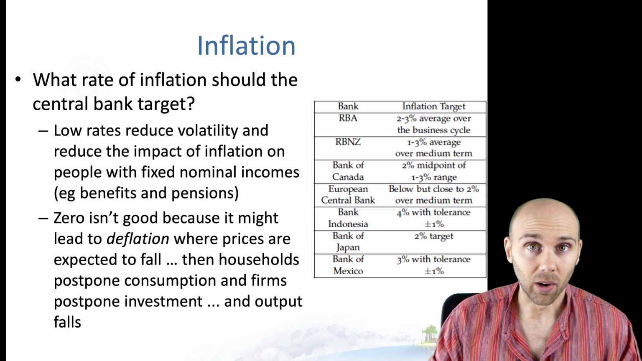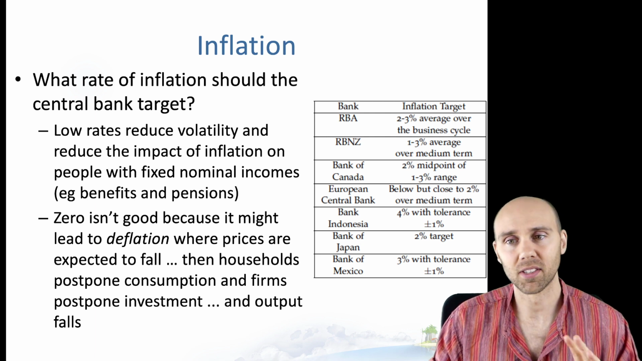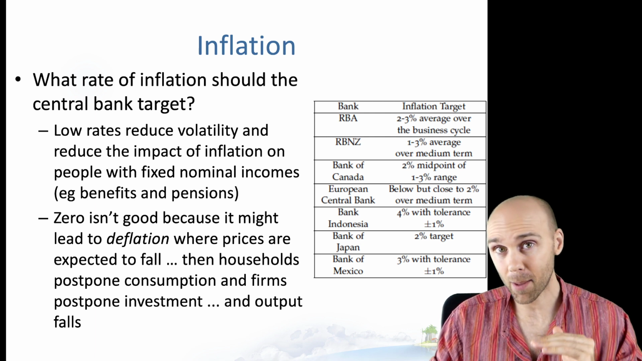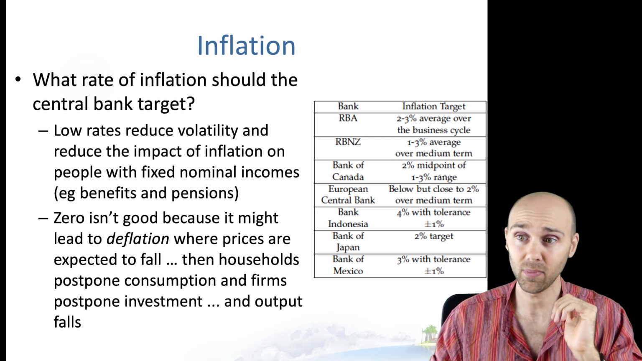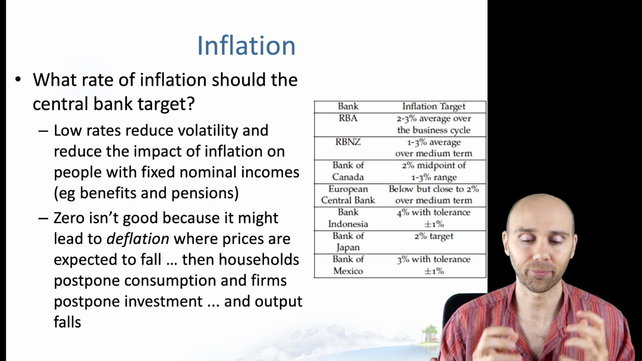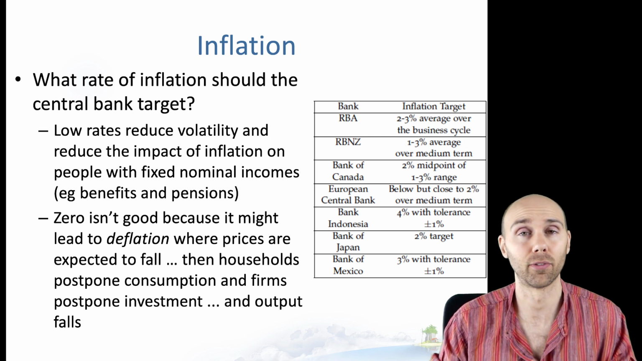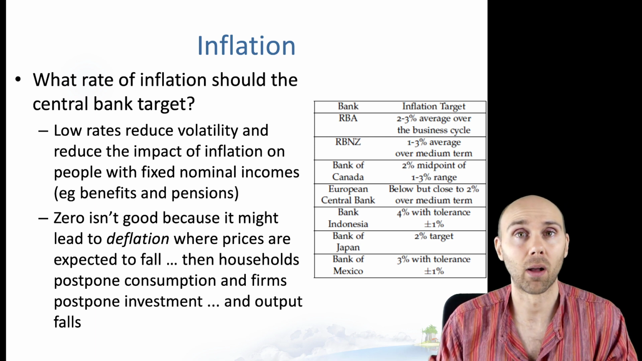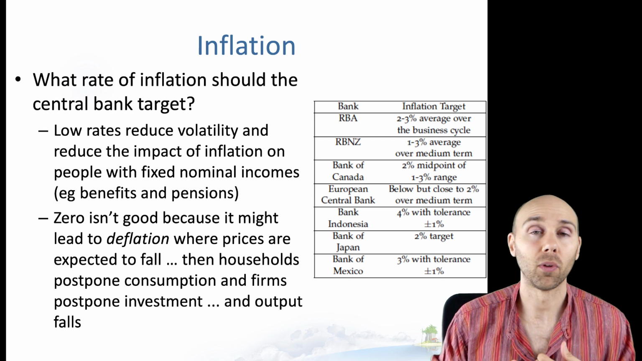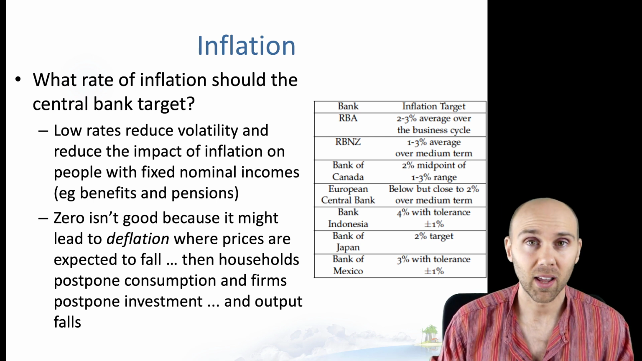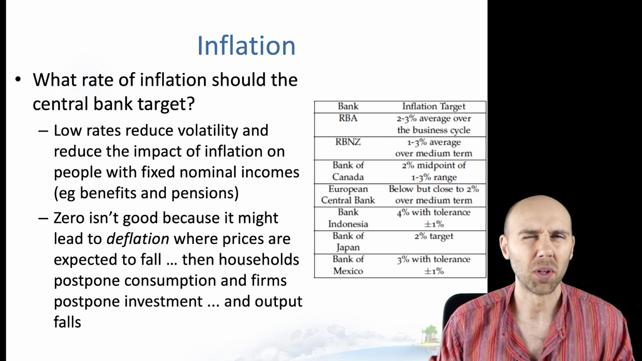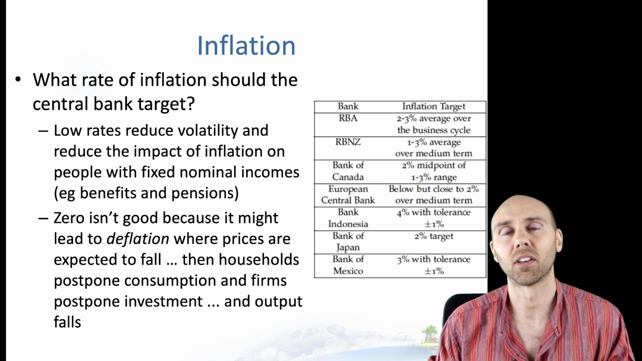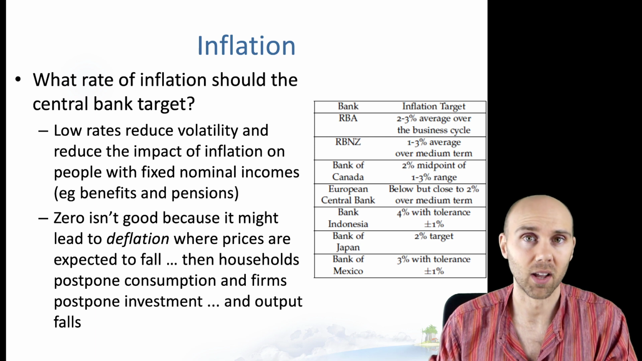So why not zero? Well, zero is not so good because there's a risk that things happen that move you into the negative sphere, which we call deflation. And deflation's not good because then you expect prices to fall. If you expect next month prices to fall, then if you were thinking about buying clothes today or an iPad or a car or whatever, you won't do it today because you think that the price of that good is going to go down in the future.